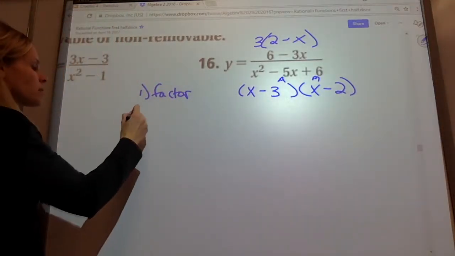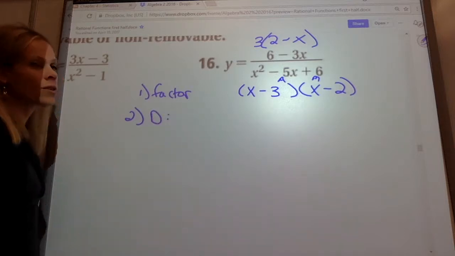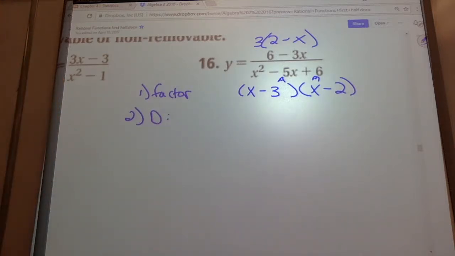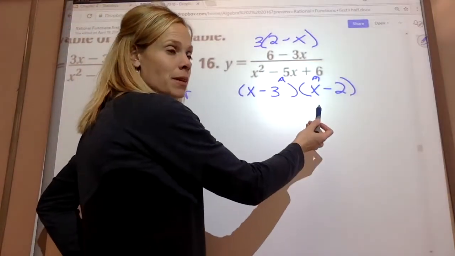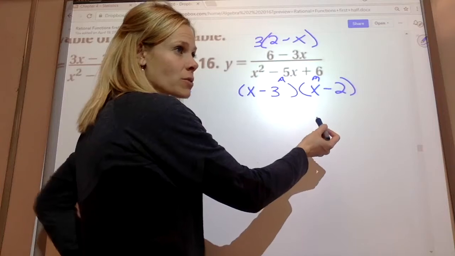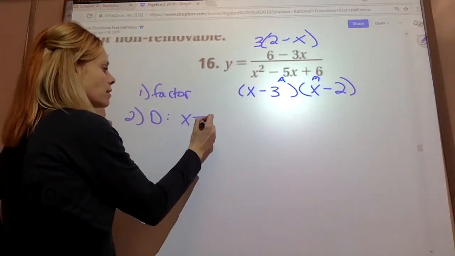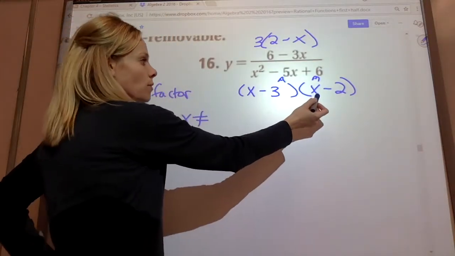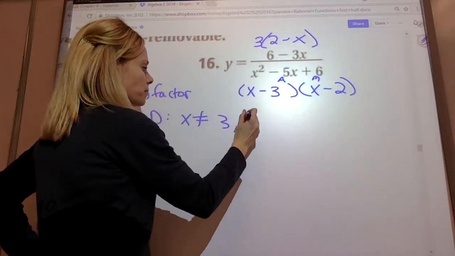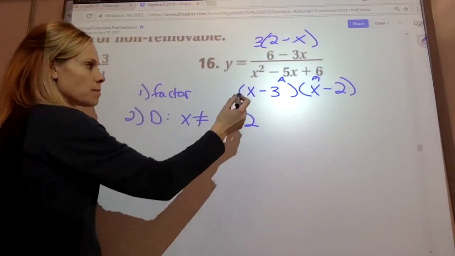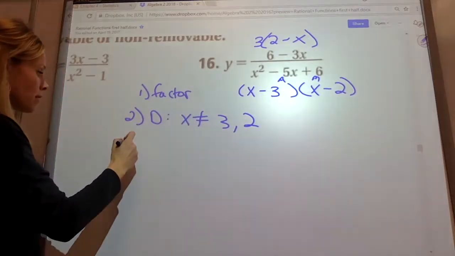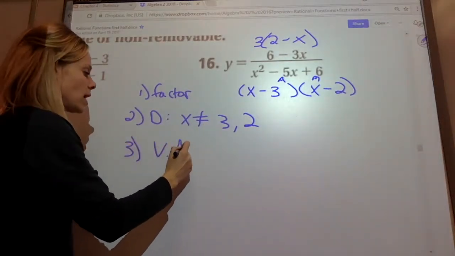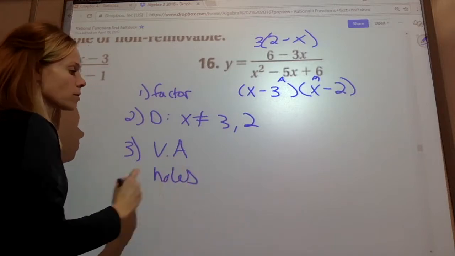So then step 2 is you got to consider your domain. Is there anything x cannot be? What x values make the bottom 0? Because x cannot be those values. So x cannot be 3 and 2. Very good. Because that makes the bottom 0s. Now, since the domain x cannot be something, I'm going to have some vertical asymptote and or holes.